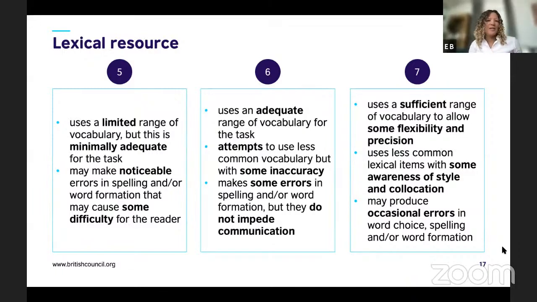Note that at band 7, there are still occasional errors in word choice, spelling, and/or word formation. So even at band 7, we're still not looking at a 100% perfect essay.